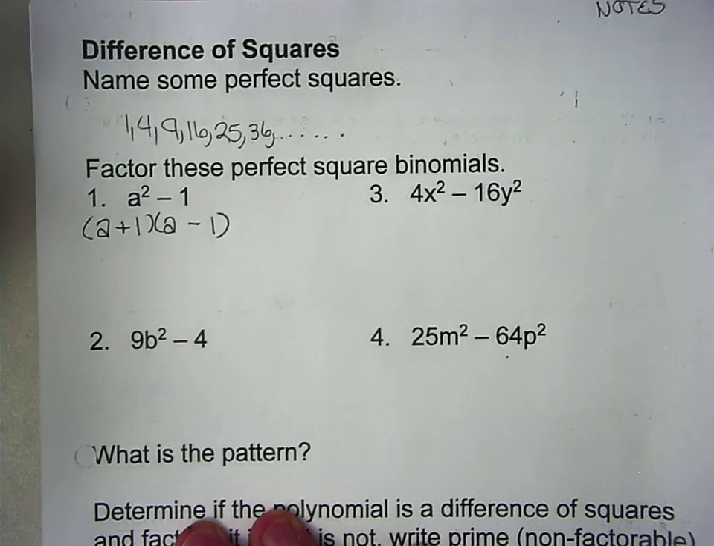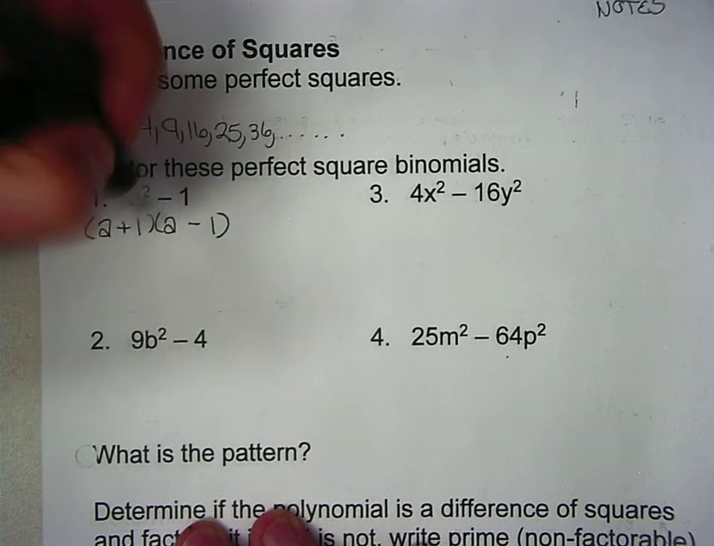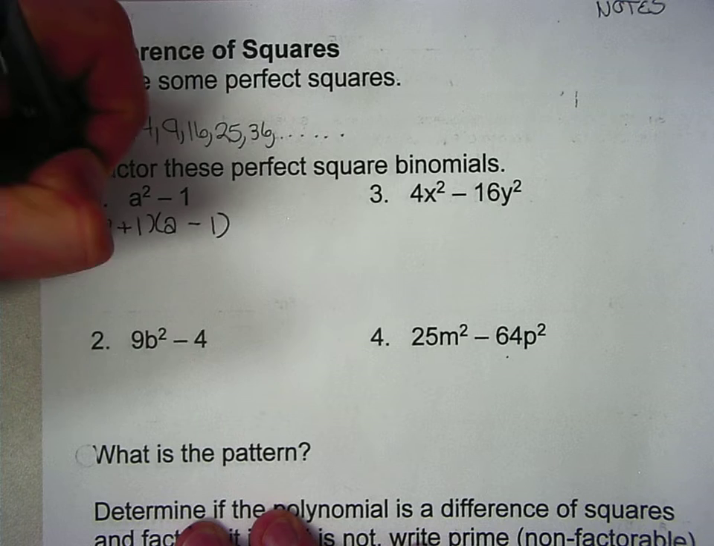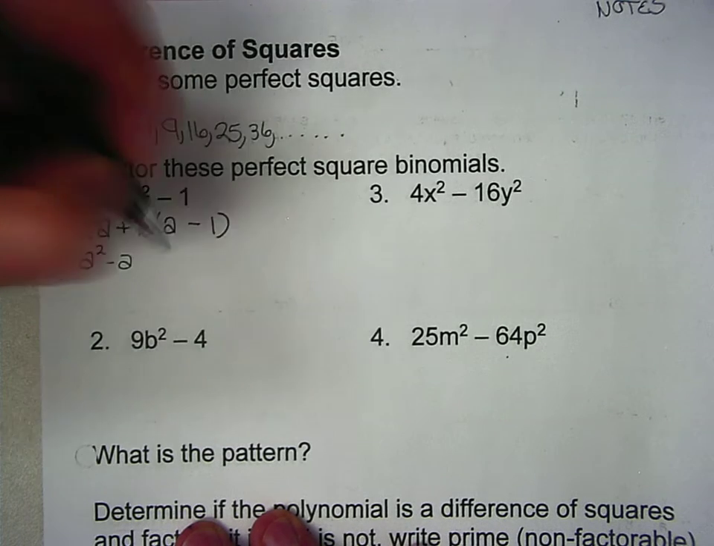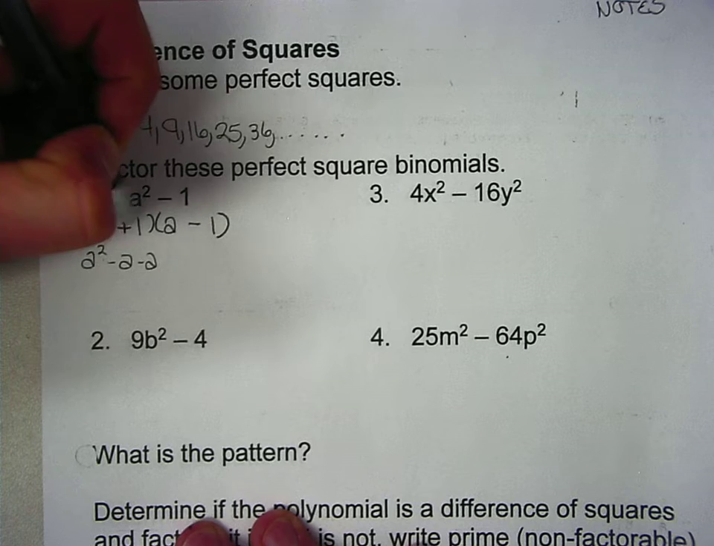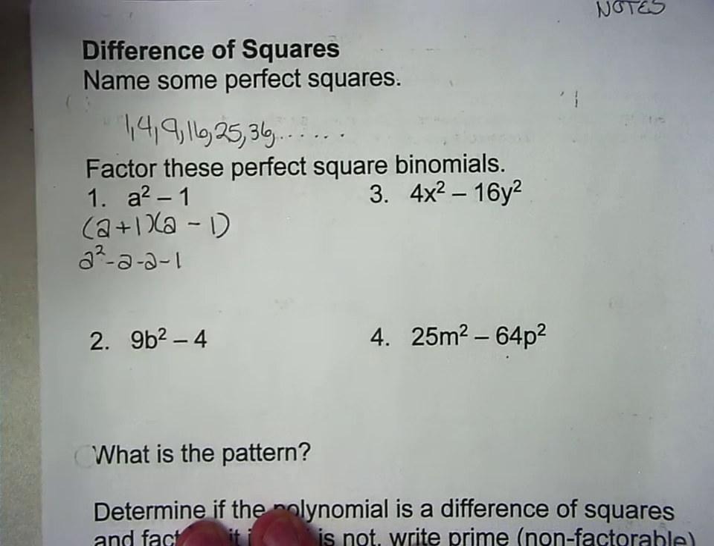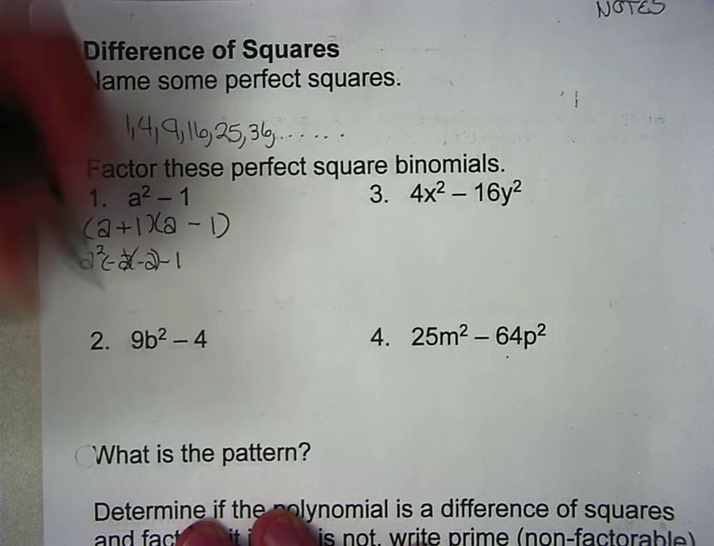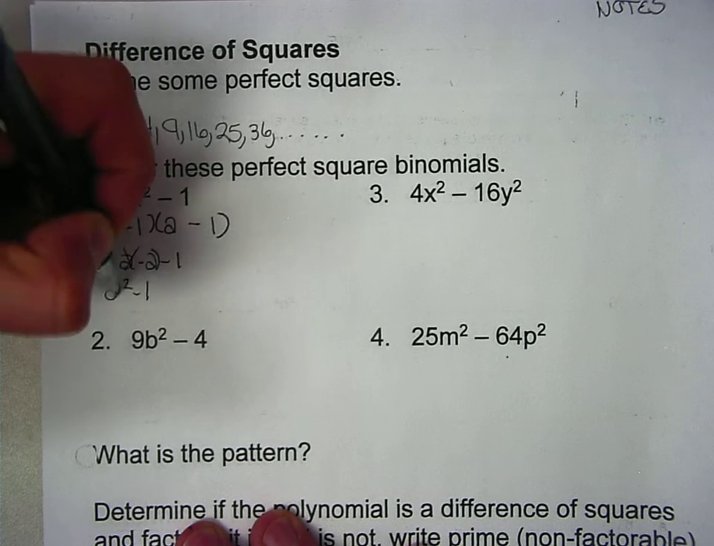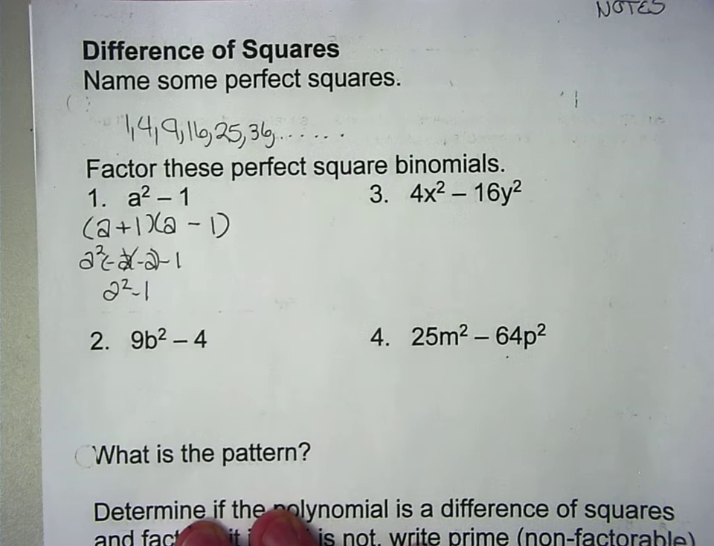You can go ahead and multiply them out using FOIL or the distributive property. A times a is a squared. A times negative 1 is a negative a. Positive 1 times a is a positive a, and positive 1 times negative 1 is a negative 1. You'll see here that these a terms cancel out, leaving us with a squared minus 1, which is indeed our original expression. So let's go ahead and continue that pattern.